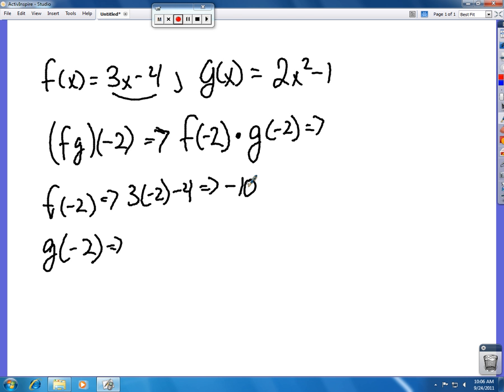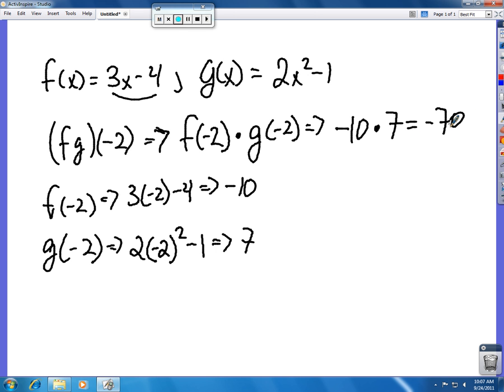Now we're going to the function g, and we're going to plug in negative 2 for x. So we've got 2 times negative 2 squared minus 1. Negative 2 squared is a positive 4. Positive 4 times 2 is 8. 8 minus 1 is 7. Now again, you just plug them in where they go. The outcome of f of negative 2 was negative 10, and we're going to multiply that by the outcome of g of negative 2, which was 7. So negative 10 times 7 is negative 70.